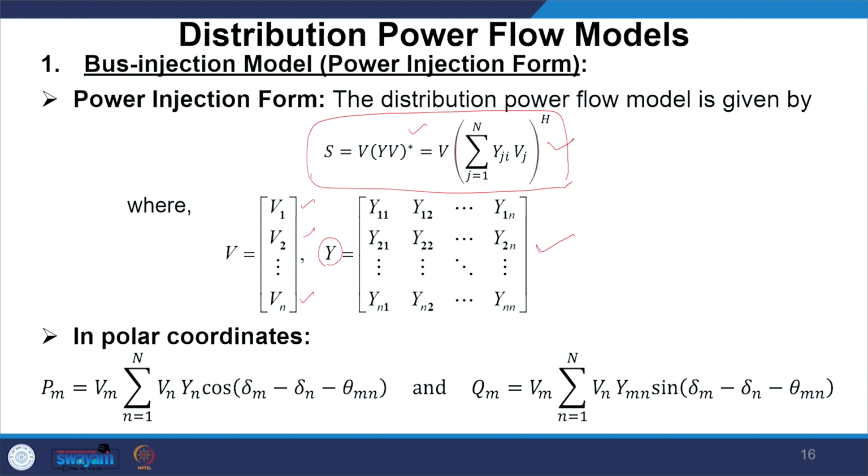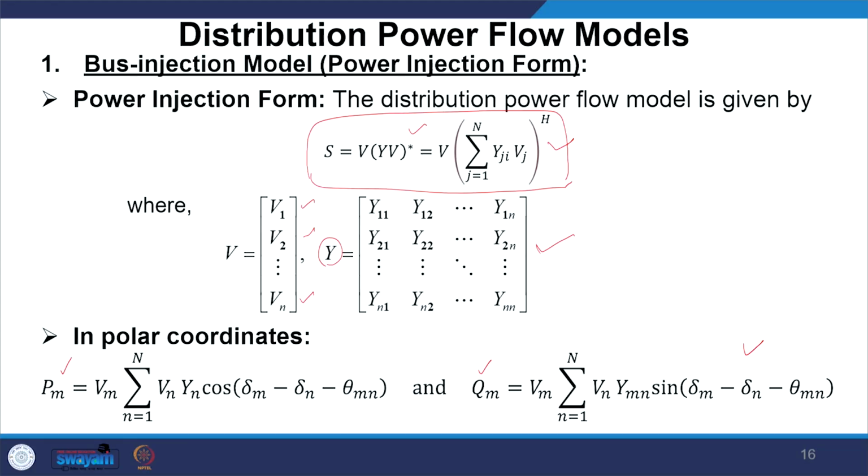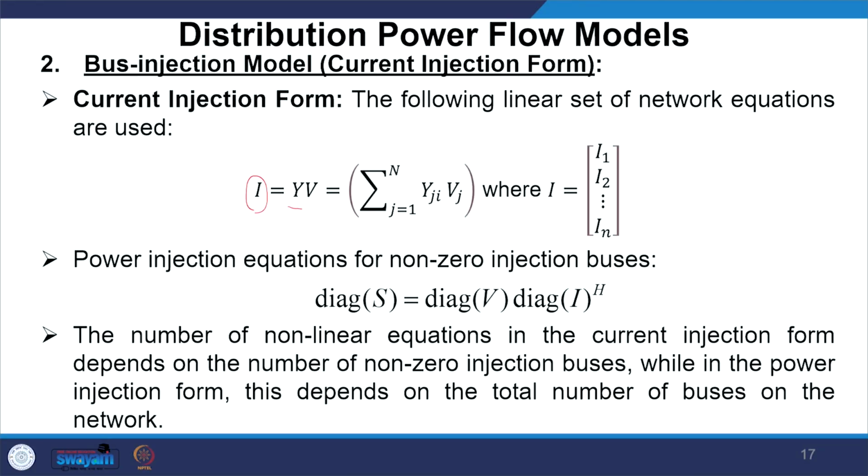Now, in the case of polar coordinates, the same equation can be defined for QM as well as for PM. And for the current injection form I, we can write it down. The previous case, as you could see, was the power injection form, so we went for S. Now we are talking about the current injection form, which is I equal to YV, given as a summation of Yji Vj, where I is given in matrix form, for bus number 1 to n.